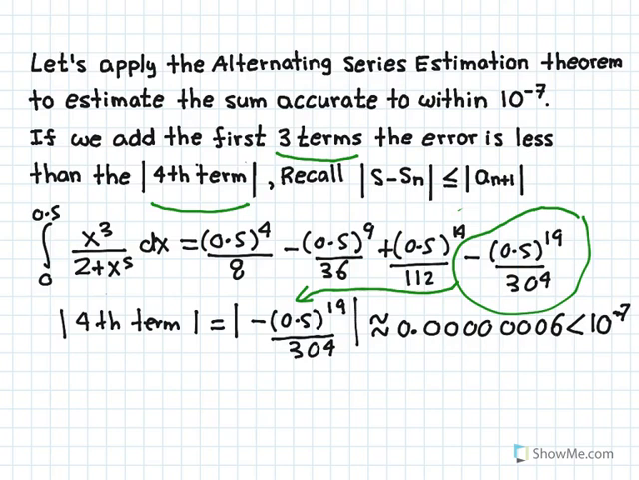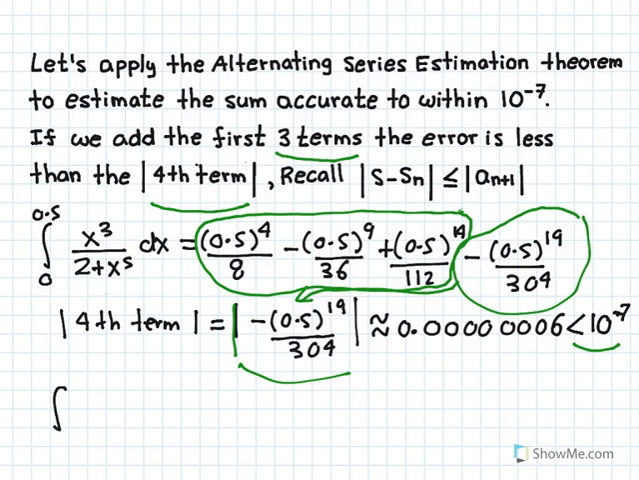So that means we should add the first 3 terms. If we add the first 3 terms, the alternating series estimation theorem tells us that the error of approximation is less than the 4th term. And since the absolute value of the 4th term is less than 10 to the power of minus 7, our error will be less than 10 to the power of minus 7.